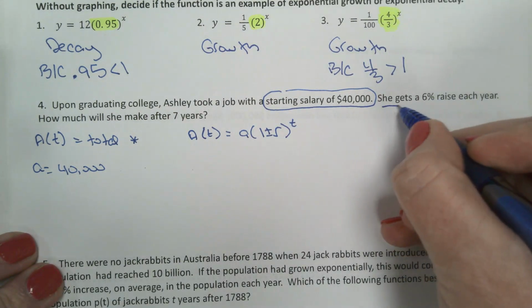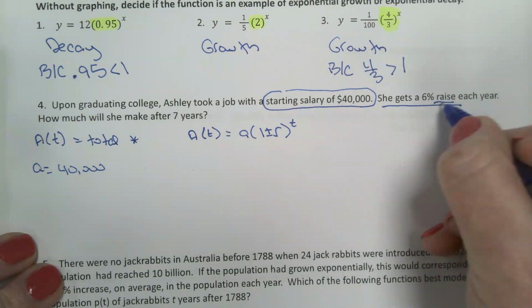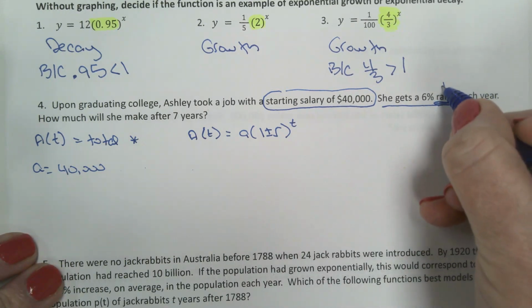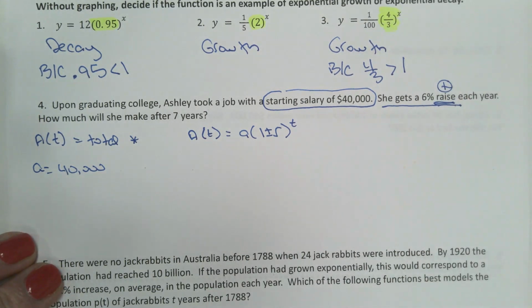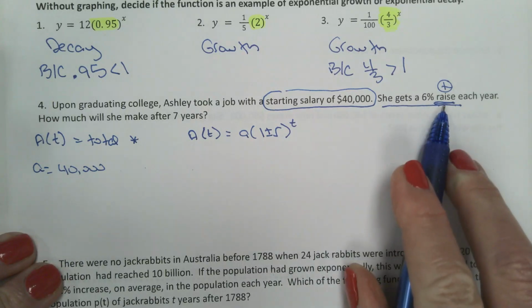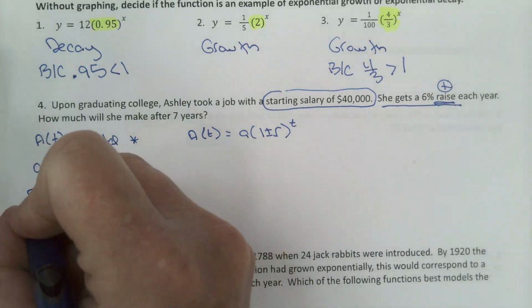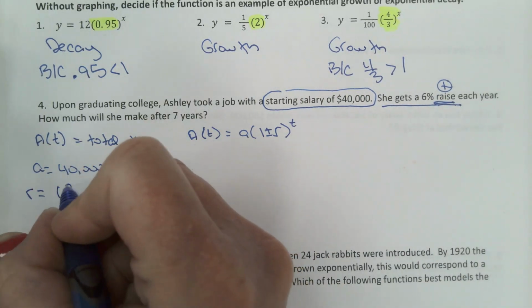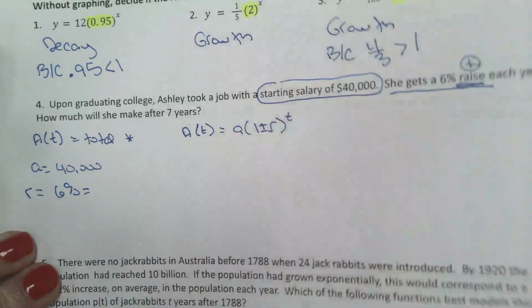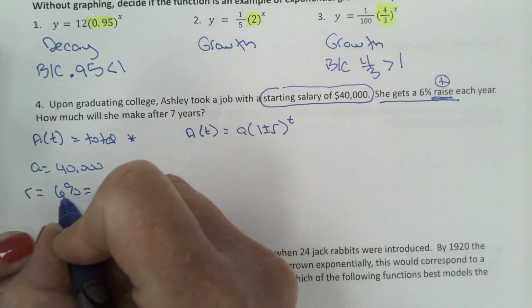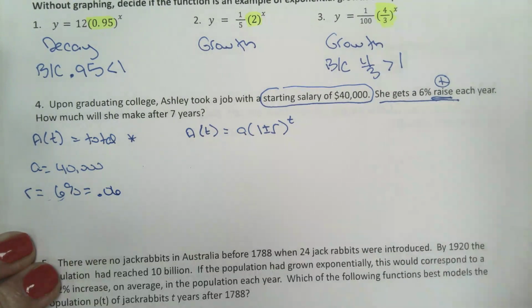She gets a 6% raise. So when you get a raise, that means it's growth. It is definitely going up. So that is a word that means I need to use the plus sign. So your raise is 6, and we're going to turn this into a decimal, move it 2 to the left. We get 0.06.